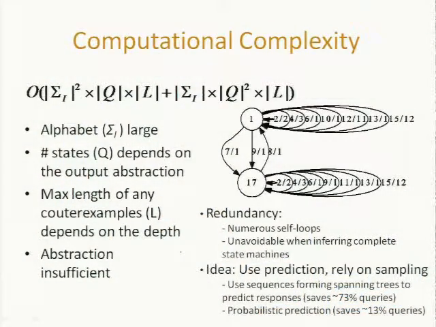Our idea was to use prediction and then rely on sampling to detect mispredictions. If you remember, you need to generate these sampling queries anyway, whether you're doing sampling-based equivalence checking or bounded black box model checking. So we might as well use them for checking our predictions as well. It turns out that, of the two prediction approaches that we use, I'm going to explain only the first. The first one saves about 73% of queries, which makes a pretty big impact on performance. Then we also have some probabilistic prediction, which saves an additional 13%.